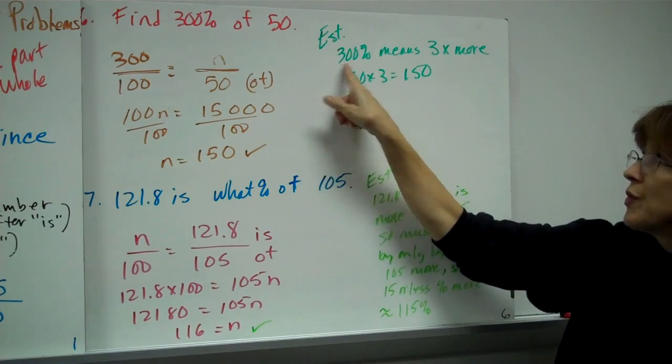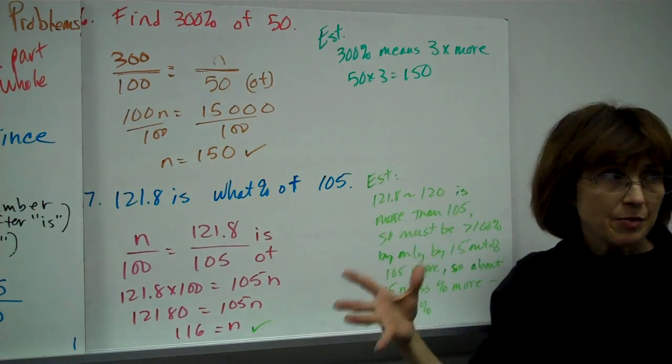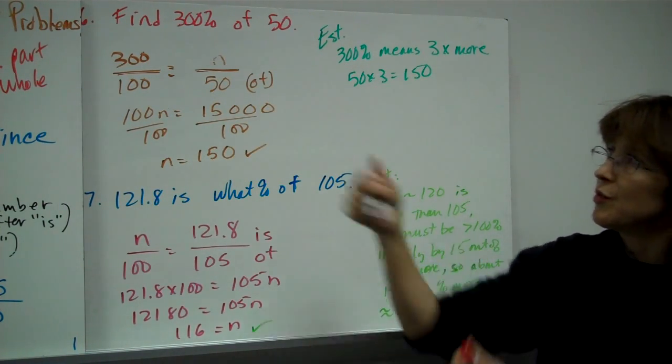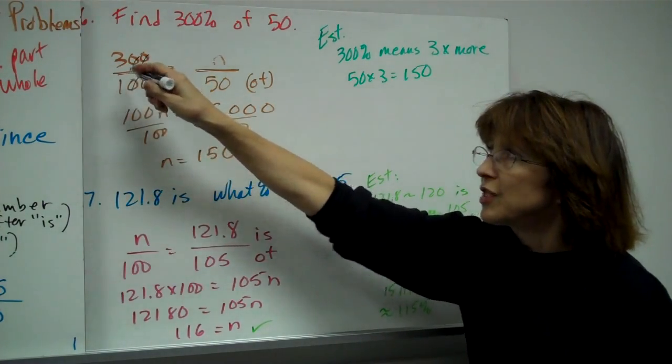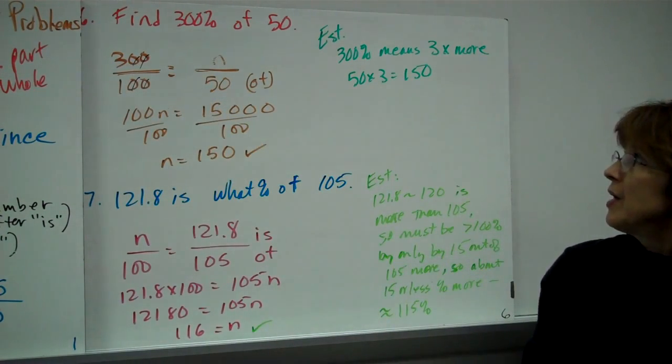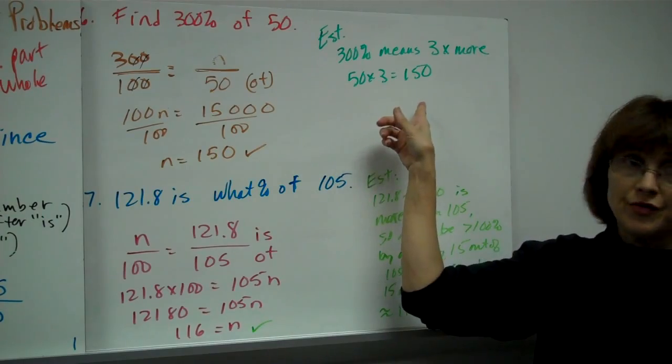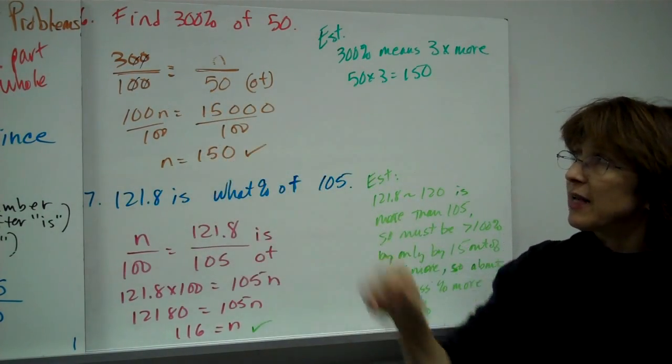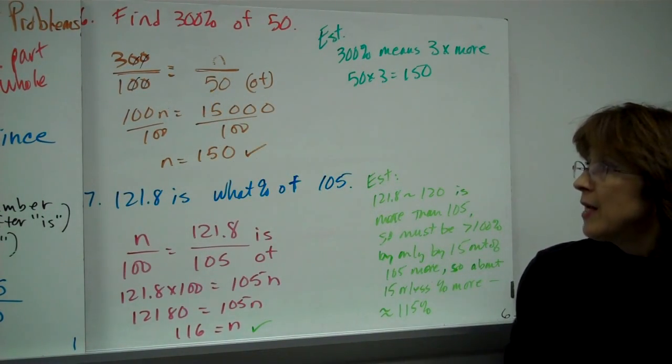So we're going to estimate. Well, 300% really means like 3 times more, right? Because 300% means 300 over 100, which if you reduce it, it'll just be 3 over 1, which is 3. So I'm thinking 3 times 50 is 150. And when you work it out, you get exactly that number. All right? Now here's another one.